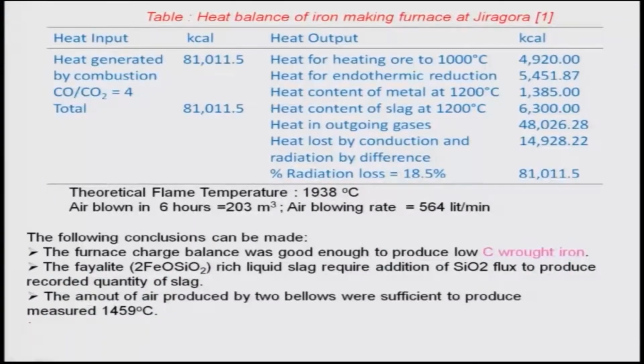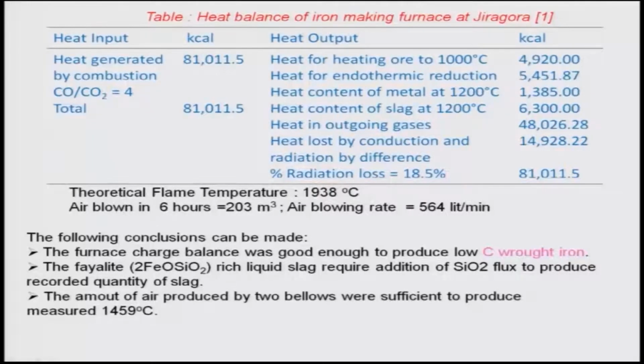And of course, people have done various heat balances of the iron making furnace at Jiragora. This is a recent work, where people are trying to follow the ancient procedure. They did the calculation with a CO, CO2 ratio of 4, and carried out a heat balance: 4920 kilocalories for heating the ore to 1000 degrees and more, and 5451 kilocalories of heat for endothermic reduction. They found the radiation loss is around 18.5%. One can reduce it, and then enhance the efficiency.